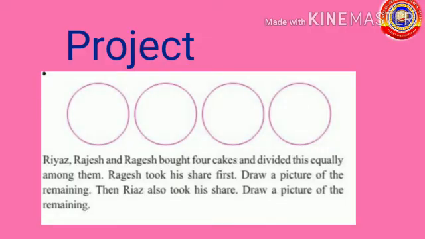Here is a project for you. Riyaz, Rajesh and Rakesh bought 4 cakes and divided them equally among them. Rakesh took his share first. Draw a picture of the remaining. Then Riyaz also took his share. Draw a picture of the remaining. Do this project in your project book.